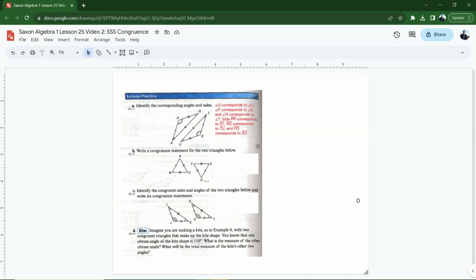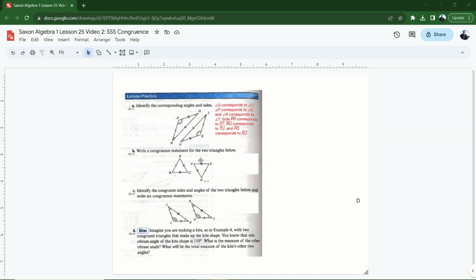Write a congruence statement for the 2 triangles below. Here we're going to have to be careful to get the names of the triangles correct. So I can say triangle A, B, C. Now notice I started with A, which is between the single and double tick mark. Down here, D is between the single and double tick mark. Okay, so I need to start this one with D. And then I'm going to go along my single tick mark, D, E, F.